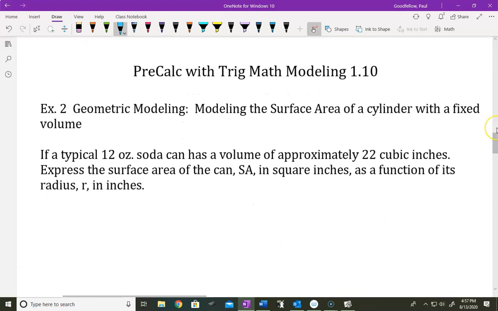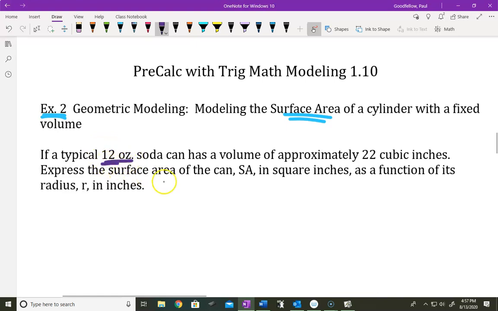Now, most of these kinds of questions end up dealing with an interest kind of concept, or maybe in this example, a geometric modeling idea about the surface area of a cylinder. When you read these, you want to read them carefully and really start thinking about what your 2 equations are and how those 2 equations are going to work together.